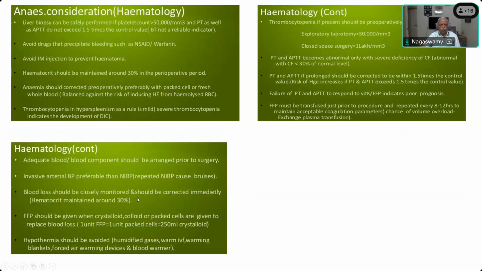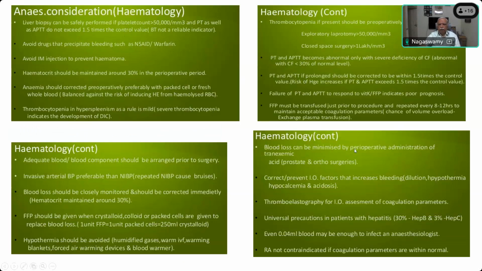Blood loss should be closely monitored and should be corrected. FFP should be given when crystalloid, colloid, and packed cells are given to replace blood loss. So 1 unit of FFP is equal to 1 unit of packed cells, which is equal to 250 ml of crystalloid. This is the equation that we can use. And hypothermia should be avoided.